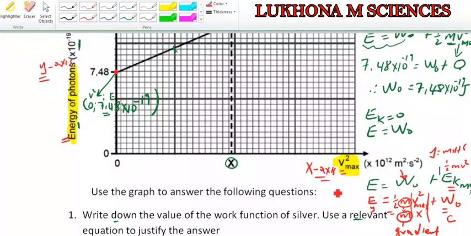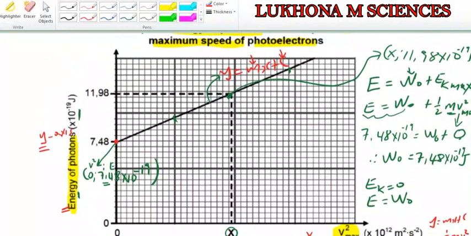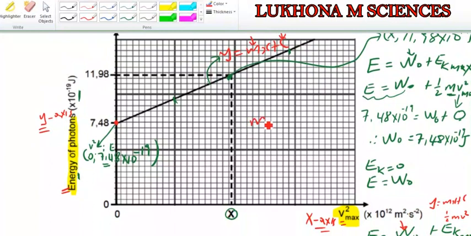So the gradient is the mass of the photoelectron. Or you can calculate it. You will see that it's the mass of a photoelectron. How to calculate a gradient? You will say gradient is equal to the change in y over the change in x. Then you choose 2 points, then you substitute. Now if you look here, we have energy on y, divided by x, which is v squared.